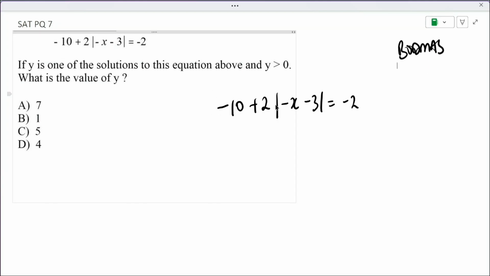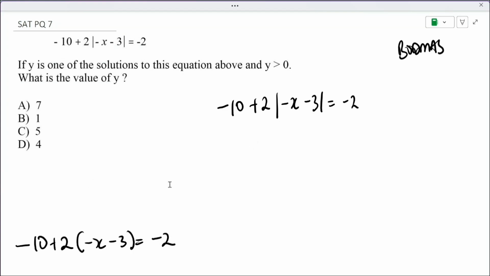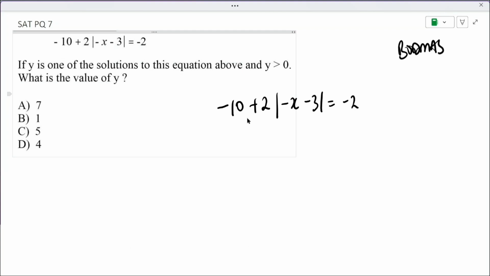Knowing that this absolute value works similarly like the bracket. What I'm simply saying is you could have it like negative 10 plus 2 in open bracket negative x minus 3 close bracket equals negative 2. This 2 is linked to the bracket by times, same as this 2 here. So we have this negative 10 linked to this by addition. So we get the negative 10 to the right. Standard in math, since it's negative 10, you say you add 10 to both sides. The effect is still the same thing as saying negative 10 crosses the equal sign and turns to positive 10.